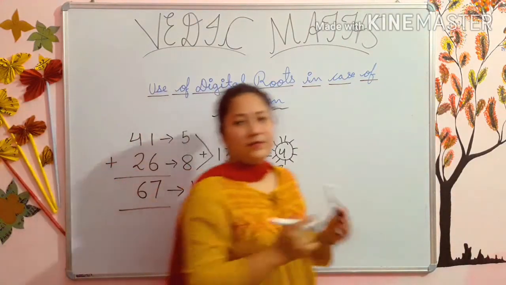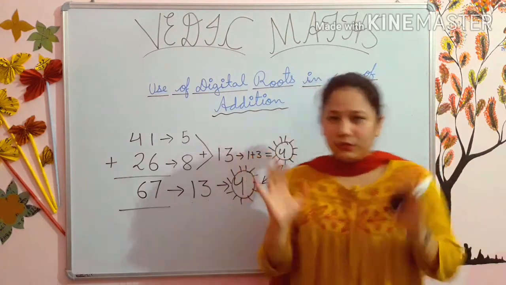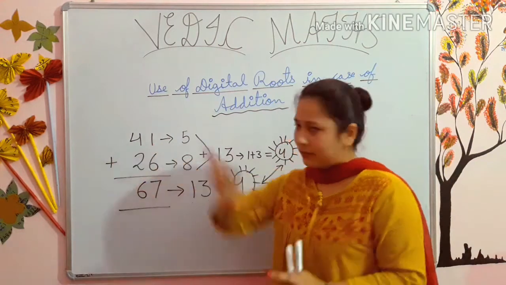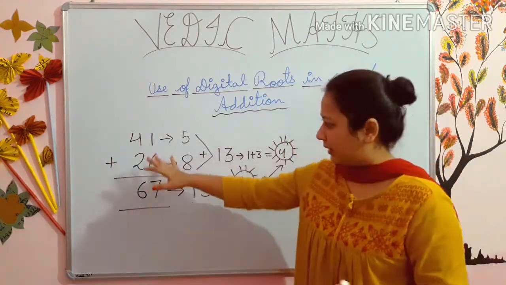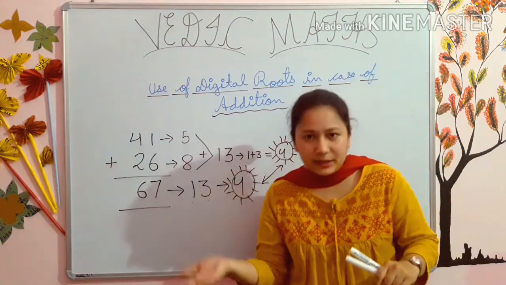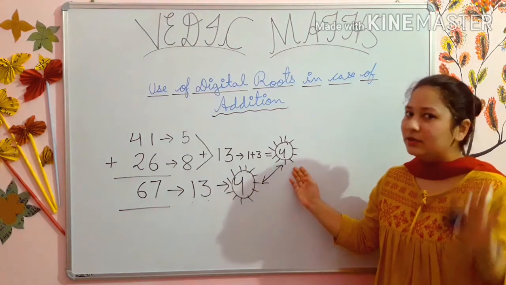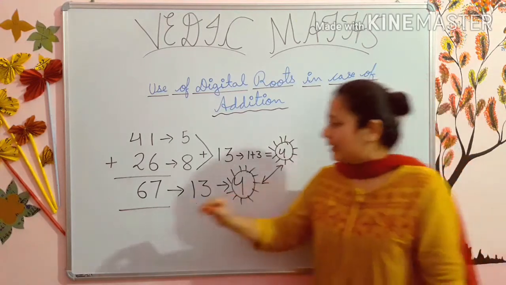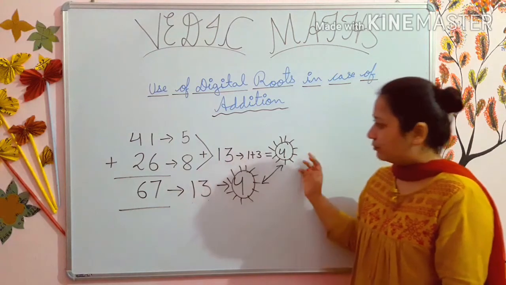See now students, with this sum, what do you get? First of all, you have to find out the digital root of your first number. Then you have to find out the digital root of your second number. Then add them both. If it is coming a double digit, make it a single digit. Means your last answer should be a single digit. Then find out the digital root of your answer and it should be the same.